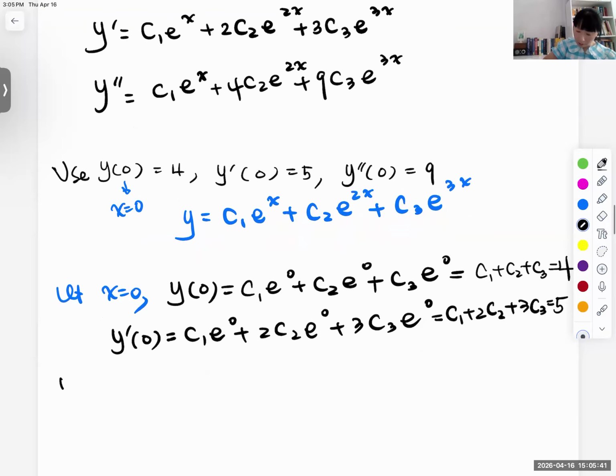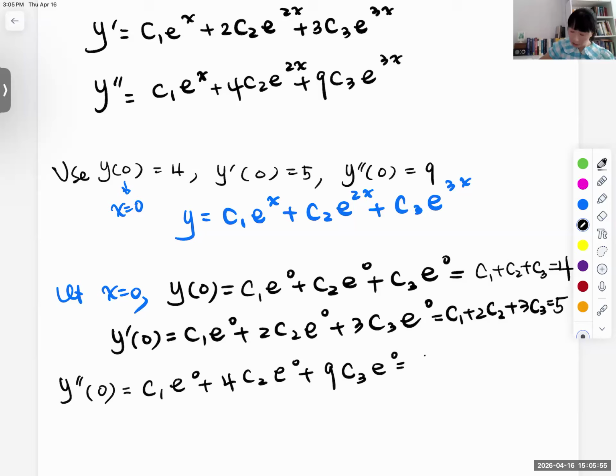Okay, now y second prime of 0. So we have c sub 1 e to the 0 power, 4 c sub 2 e to the 0 power plus 9 c sub 3 e to the 0 power, which is c sub 1 plus 4 c sub 2 plus 9 c sub 3 equal to y double prime of 0, which is 9. So we get the 9. Yeah, good.